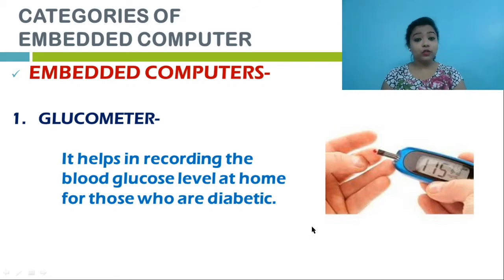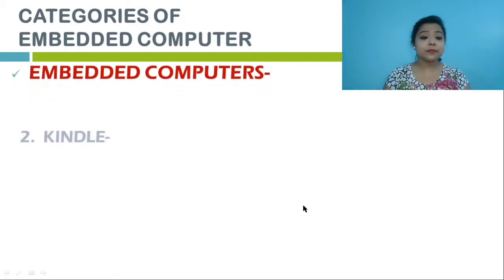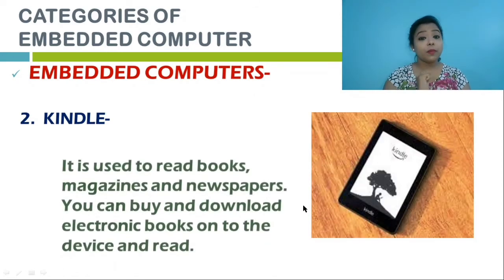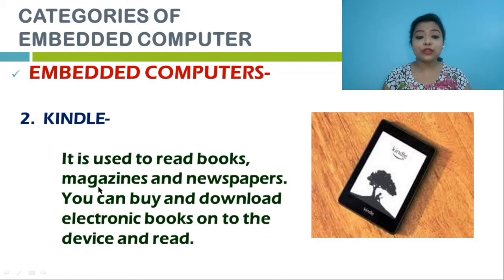Okay, so let's move on to the next one, that is Kindle. Okay, this is one of the popular ones. It is used to read books, magazines and newspapers. You can buy and download electronic books onto the device and read. This is how the Kindle looks like. This is similar to a tab. Okay, this looks like a tab, but the name of this device is Kindle, and the purpose of this device is only to read newspapers or magazines or books. Okay, this is different from a tab. In case of a tab, we can perform a lot of tasks there, but in case of Kindle, we can only read books, magazines, newspapers there.